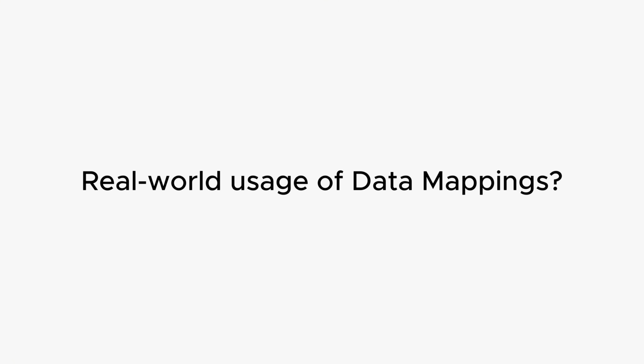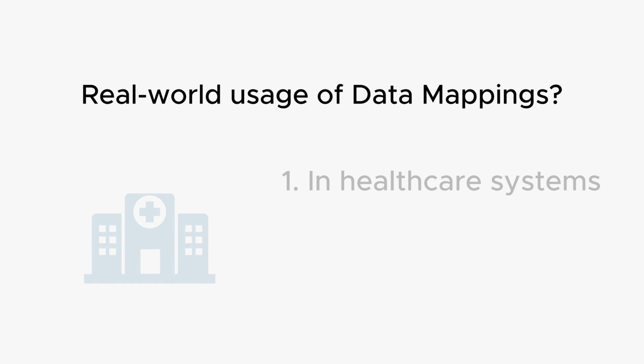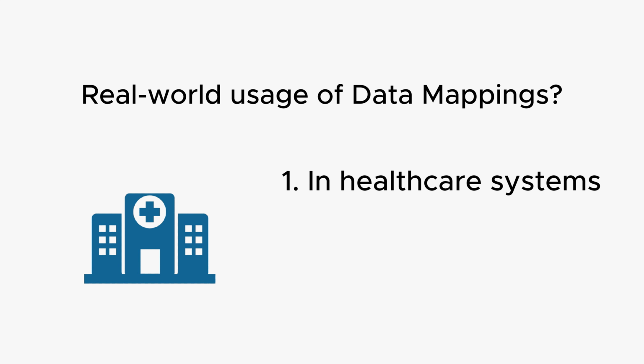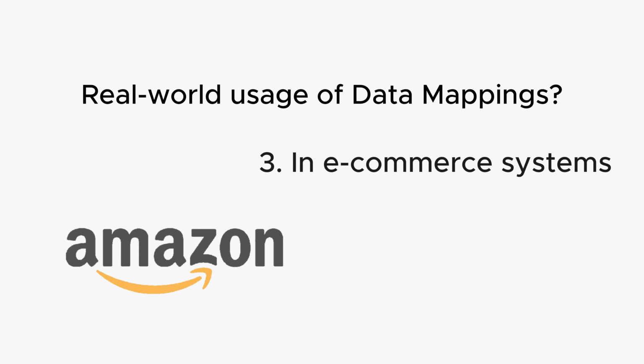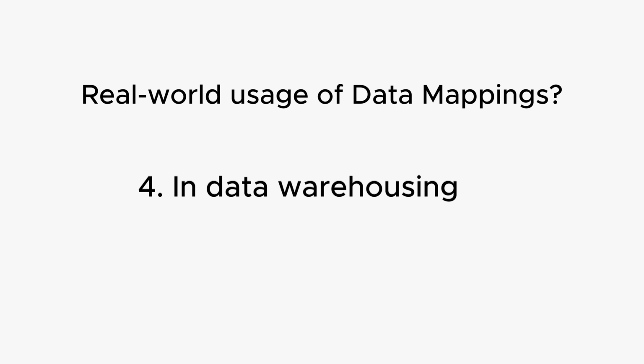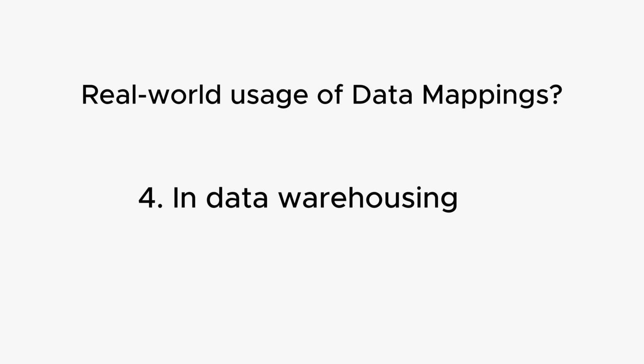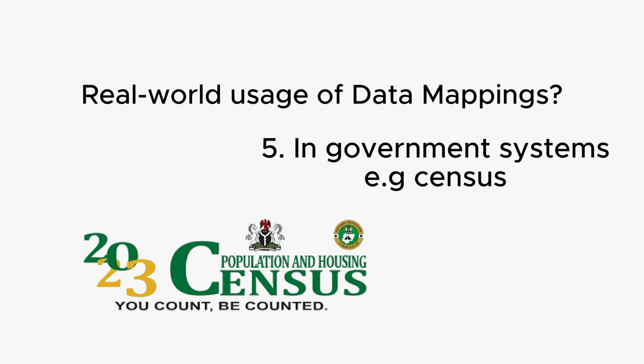Now let's look at some of the real-world applications where data mapping has been used. Number one, in healthcare, for mapping patient records from legacy systems to electronic health record systems. Number two, in finance, for integrating customer data from various banking systems into a centralized database. Number three, in e-commerce, for syncing product data from vendors to internal systems or marketplaces. For instance, mapping product data from Amazon to Shopify. Number four, in data warehousing, for consolidating data from multiple sources. Number five, in government, for standardizing census data from multiple regions.